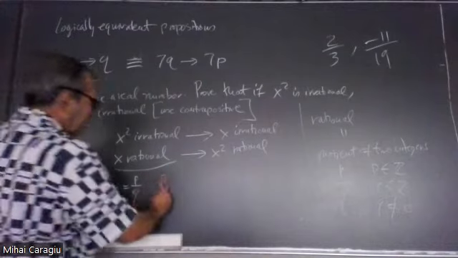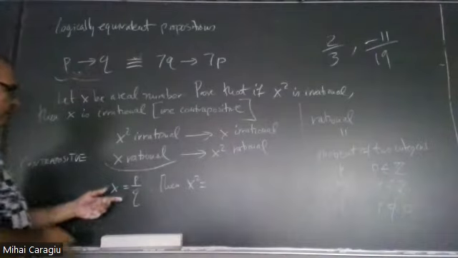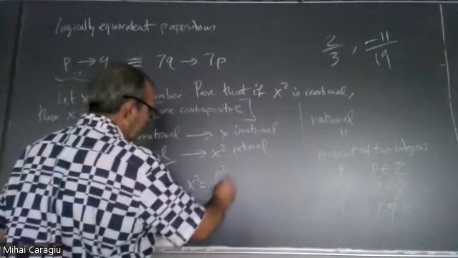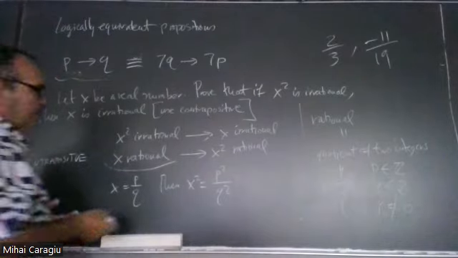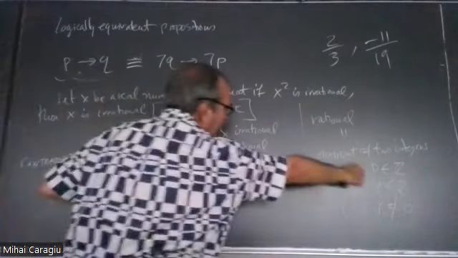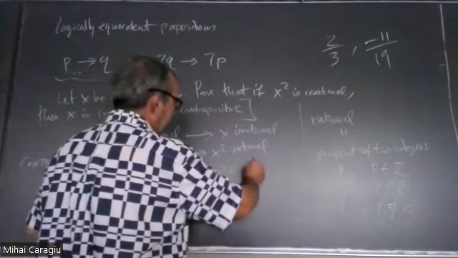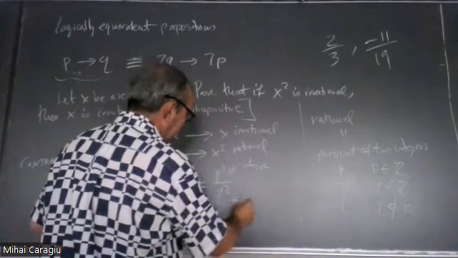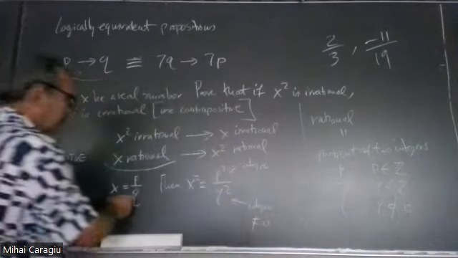So then x squared equals p over q squared. How to square p over q? p squared over q squared. And again, it has the same form because p squared is an integer, q squared is an integer, and non-zero, because q is non-zero.